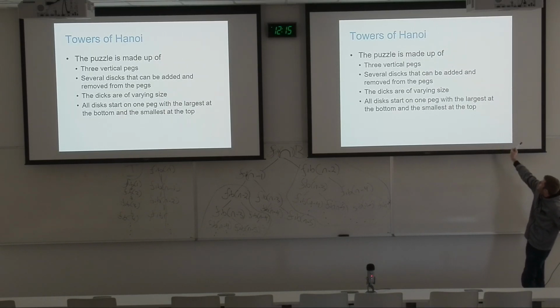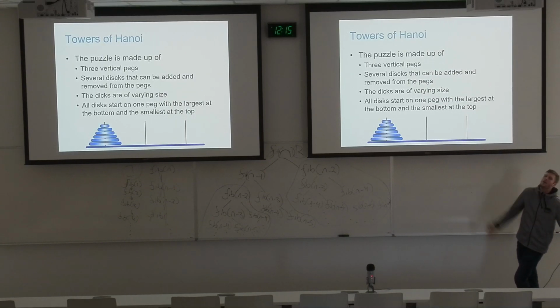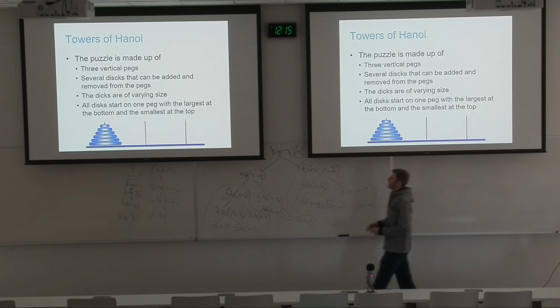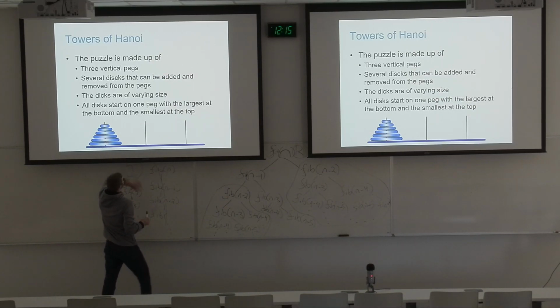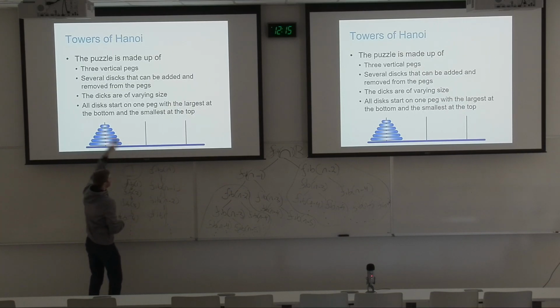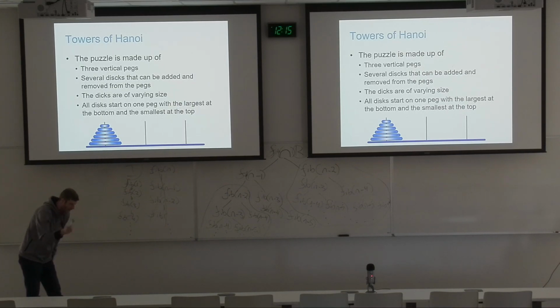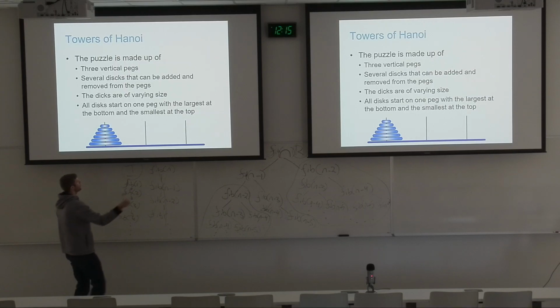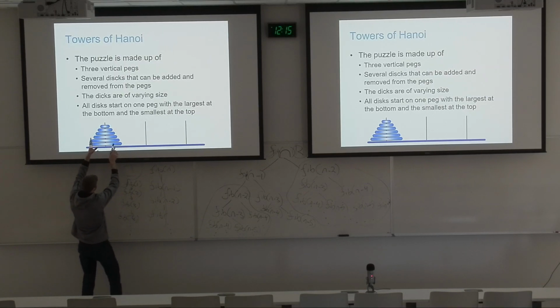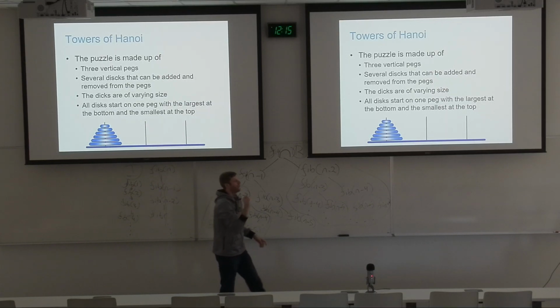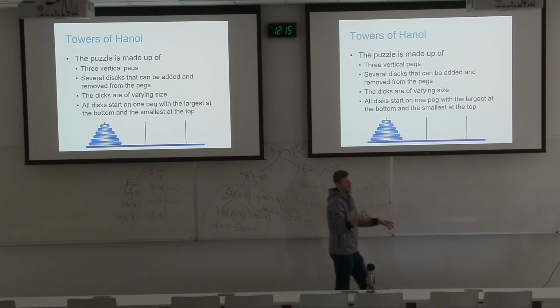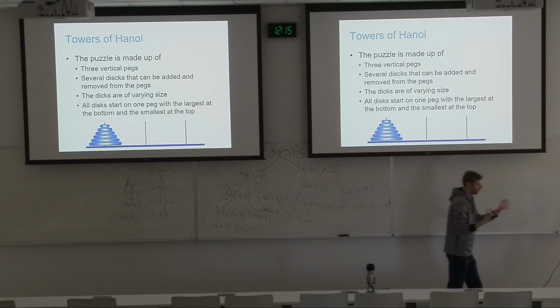The discs start on one peg with the largest at the bottom and the smallest at the top. If this doesn't jog your memory, I don't know what else will. This is the toy. Basically, we have to move all of these to here such that they're in the same order, but the rule is you're only allowed to move one at a time. All of the discs must be on one of the pegs, and you are not allowed to have a smaller disc below a bigger disc. That's the rule.